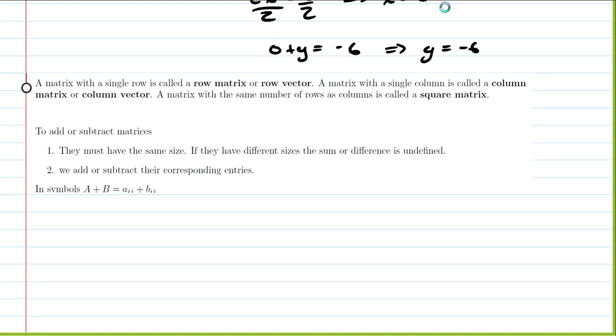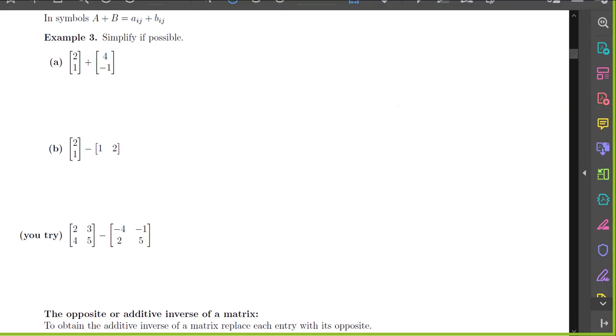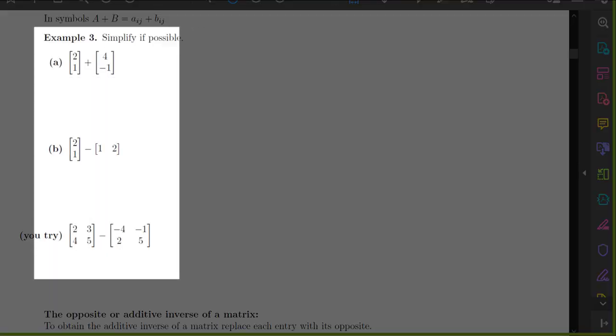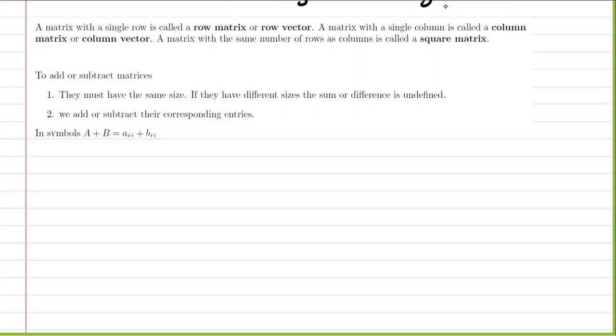So to add or subtract matrices, the following must be true. They must have the same size. If they have different sizes, their sum is undefined. To add them, we add or subtract their corresponding entries. So in symbols, the matrix A plus the matrix B is equal to Aij plus Bij. That is, we add the things that are in the same row and in the same column. Well, let's take a look at our next example. Example 3 says simplify if possible.